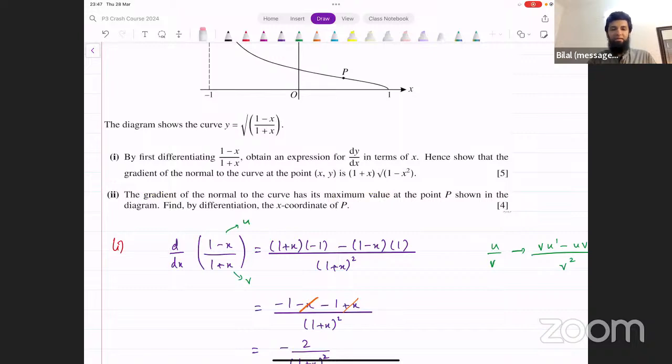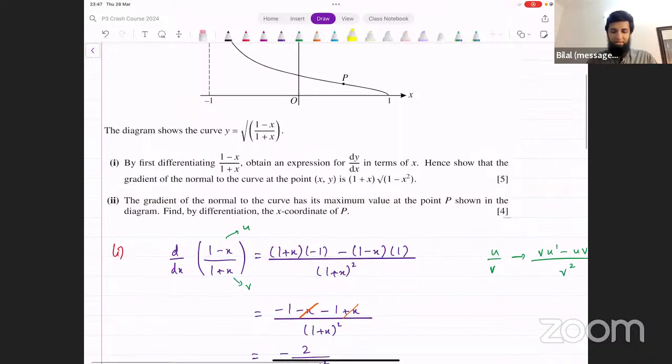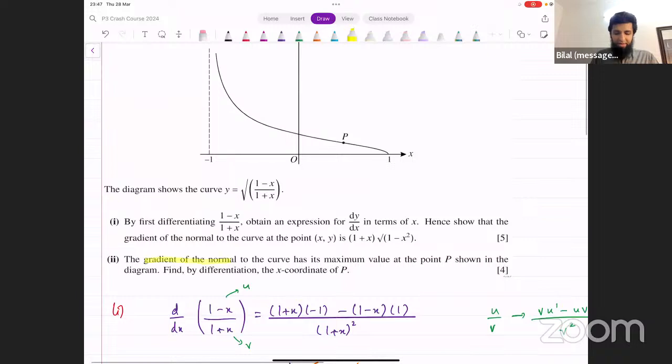Now let's try to understand the statement well. It says gradient of the normal. Gradient of the normal, that's exactly what we have found in the first part. This is the gradient of the normal. This has a maximum value at the point P. At this point, the gradient of the normal has a maximum value. We need to find the x coordinate of P.